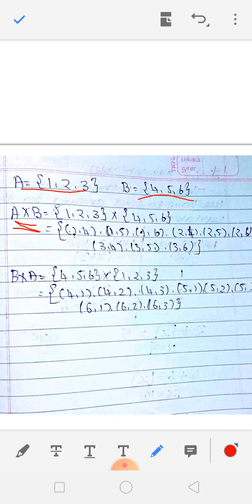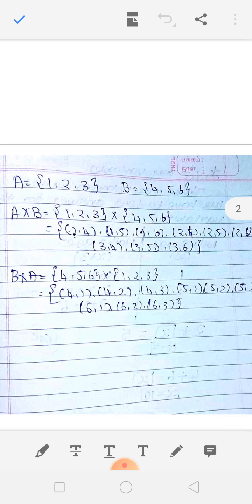A cross B means what? First of all, A is the first element. So I have to write the A values 1, 2, 3 first, then multiplication, and then write the B values in the second place. How do we multiply one set by another set? That is the Cartesian product, which I already explained. We have to multiply in ordered pairs only. So (1, 4), (1, 5), (1, 6), and then (2, 4), (2, 5), (2, 6), and then (3, 4), (3, 5), (3, 6).